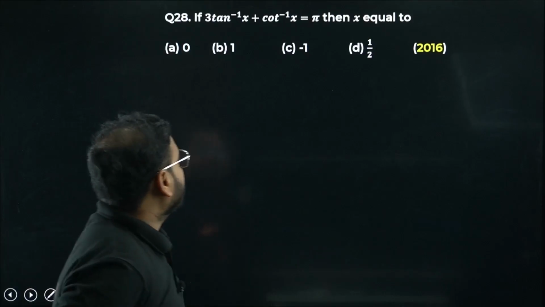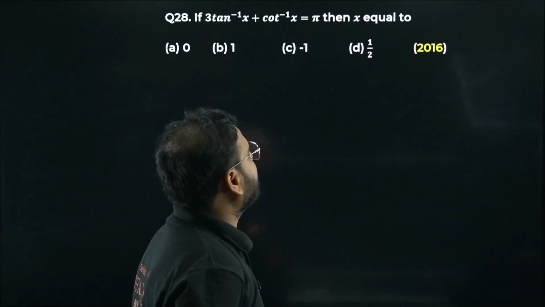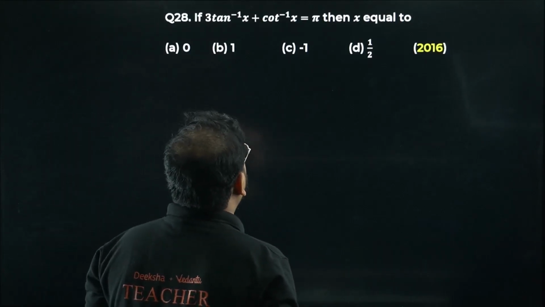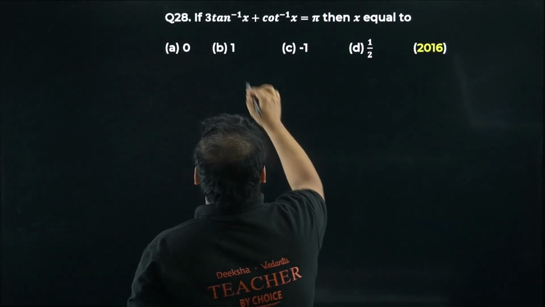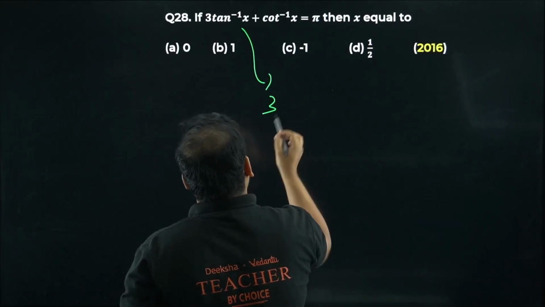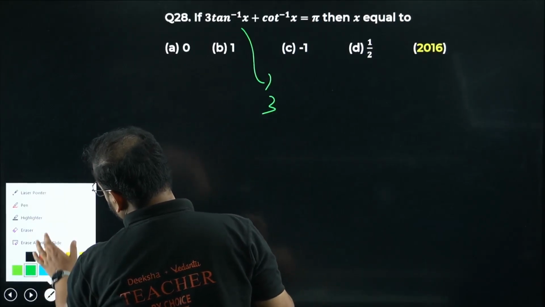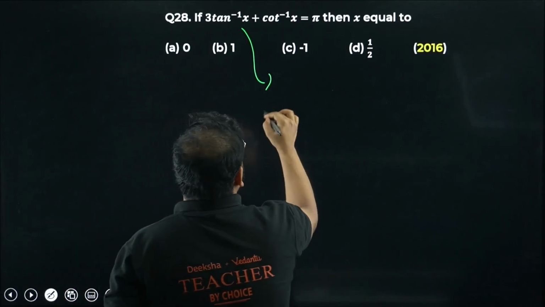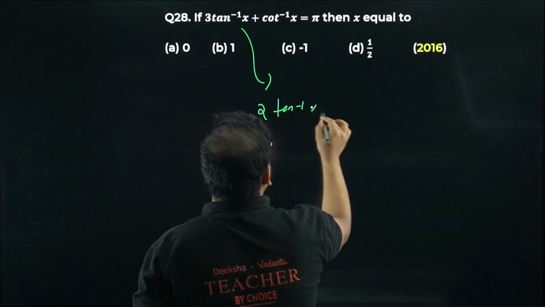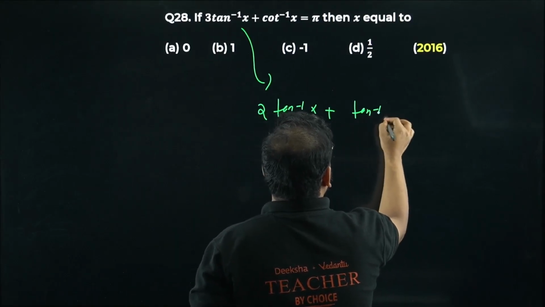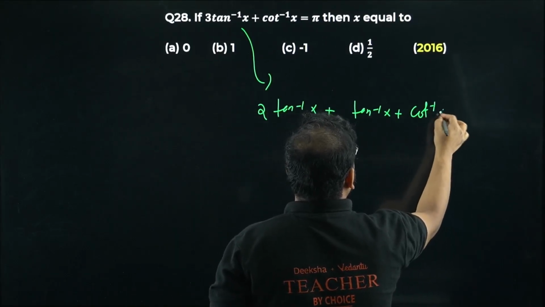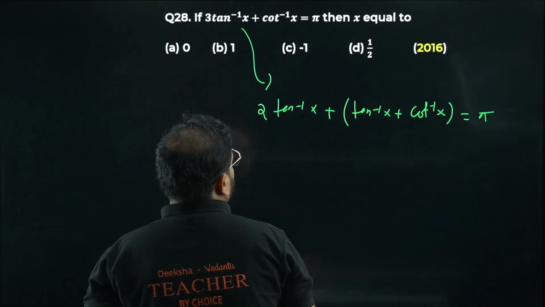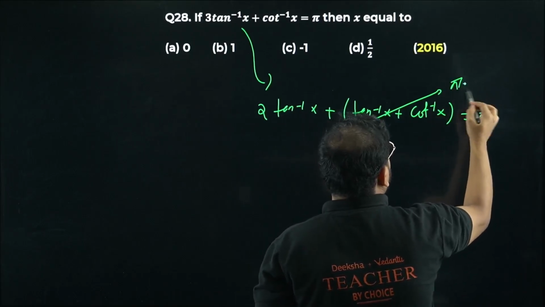28 now. 3 tan inverse of x plus cot inverse of x is pi. Then x equals how much? Please check. Write it like this: over here I have 3, I can separate it. I write this as 2 tan inverse plus tan inverse. So 2 tan inverse of x plus tan inverse of x plus cot inverse of x equals pi. This part turns out to be simply pi by 2.